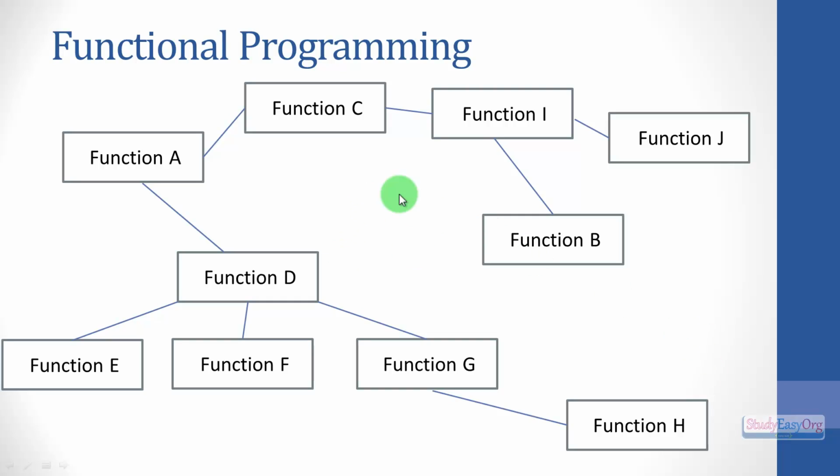For example, if we check this particular diagram, then function A is dependent on many more functions like function C and function D. Now function C and function D are dependent on many more functions as well. So in order to complete the whole function A, we must complete the execution cycle of function C, function I, function J, function B. Then we need to also complete the whole execution cycle of function D, function E, function F, function G, and function H. So there is a huge complex relationship between functions, and this kind of program is a little difficult to manage.